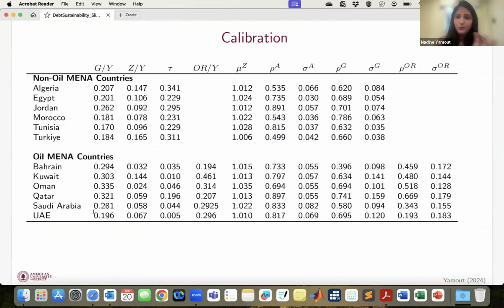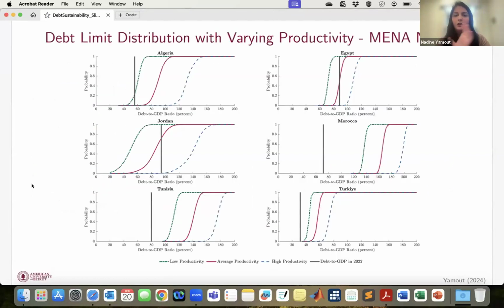And the hardest part, I would say, of this project, or the most challenging, is the data, given that it's not abundantly available for the MENA region. But so far, I've been successful at calibrating the model for these countries specifically. So 6 oil exporters and 6 non-oil or middle-income countries. And using this calibration, we can actually arrive at the debt distribution of these economies.